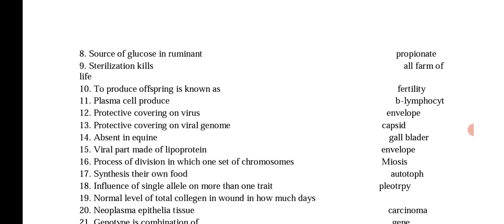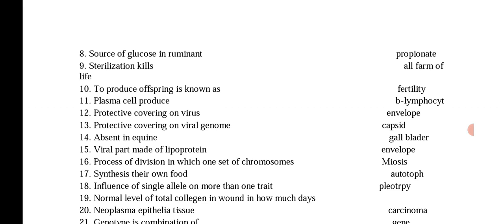Source of glucose in ruminants is propionate. Propionate or propionic acid is the source of glucose in ruminants. Sterilization kills all forms of life. The ability of an animal to produce offspring is known as fertility, and the ability to produce a certain number of offspring is fecundity. Do not confuse fertility with fecundity.